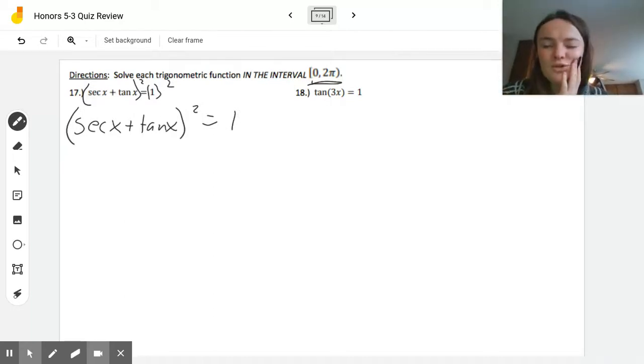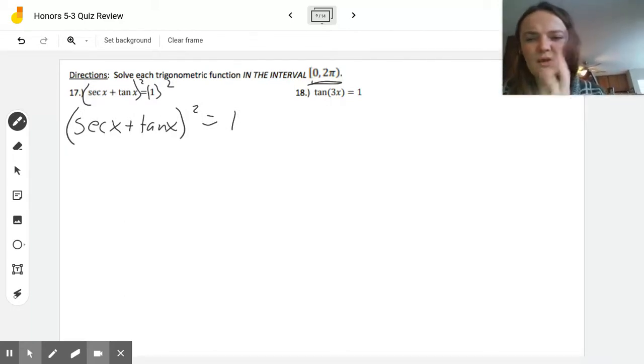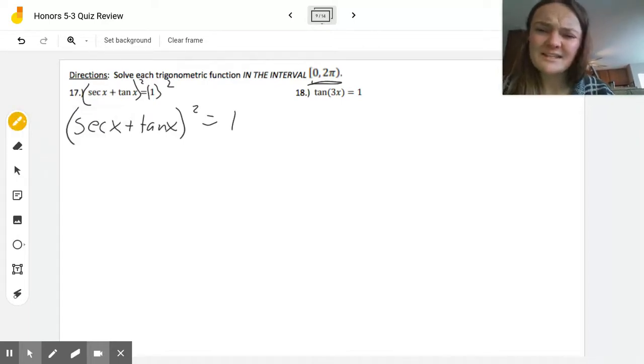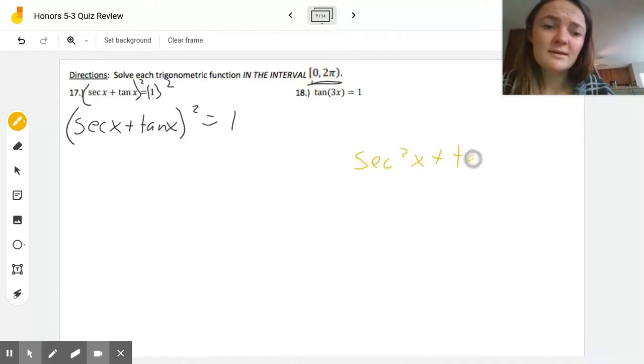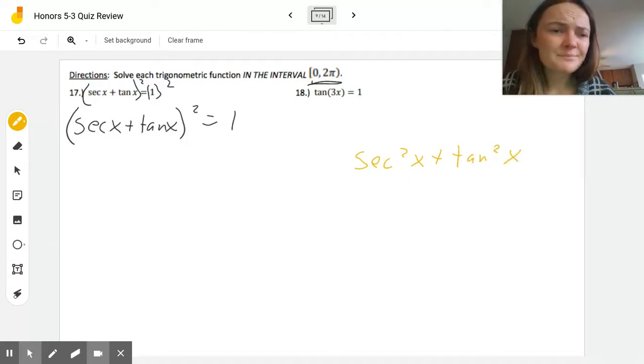You know what I'm really tempted to do, and I think I'm just going to write it, but I'm going to write it in a different color because it's not right. It's wrong. I think that secant x plus tangent x squared is just secant squared x plus tangent squared x. What's wrong with that? Well, what's wrong with that is I can't distribute an exponent over addition.